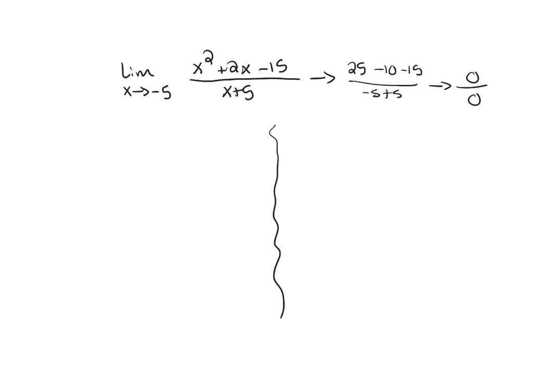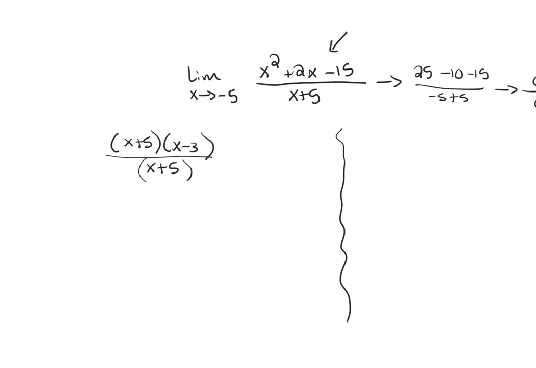Now, if you remember back from Unit 1, let's try to factor this. So this would factor to x plus 5 times x minus 3 over x plus 5. And let's not forget that we write the limit as x approaches negative 5. So I can eliminate x plus 5 and then plug in negative 5 minus 3, which is negative 8.